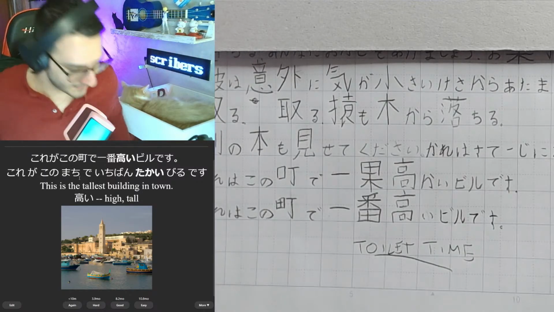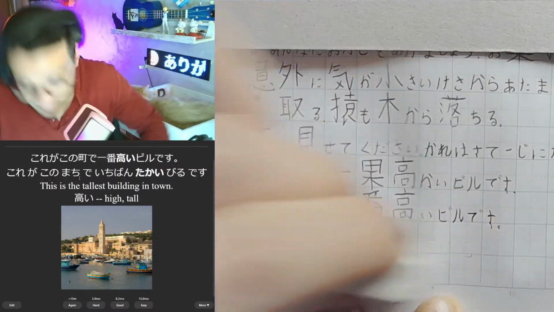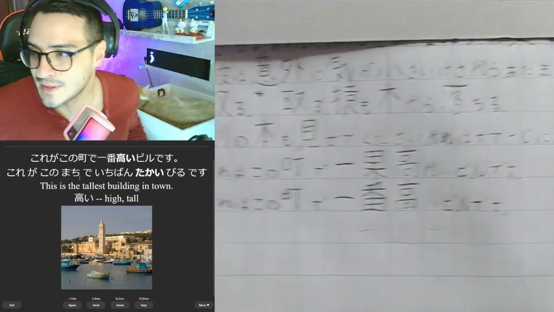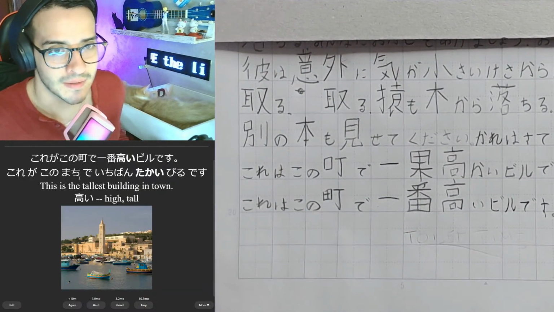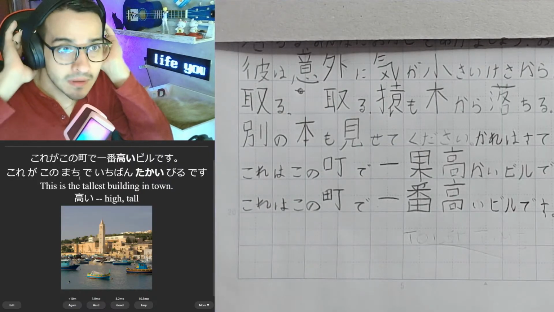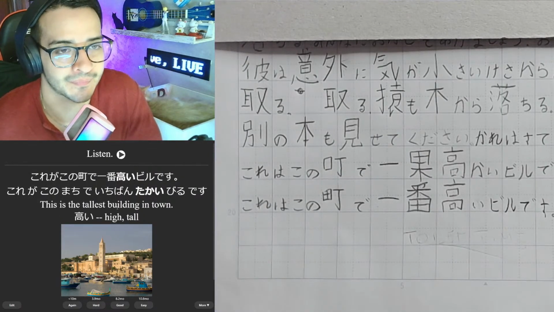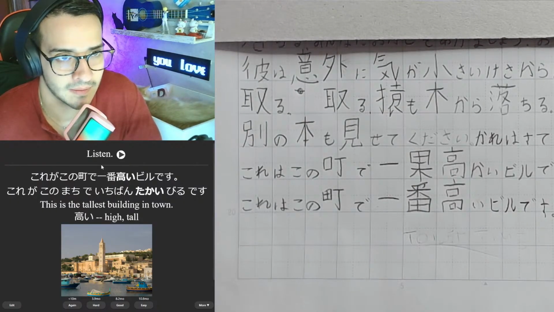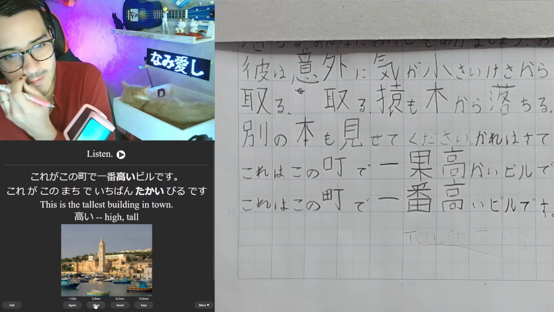Okay. Let's continue. This is the tallest building in town. So that wasn't good at all. Let's do it again in 3 months. That's the shortest I have.